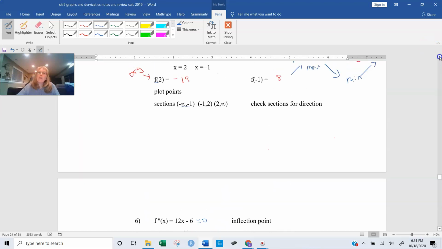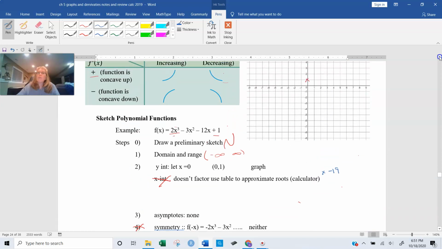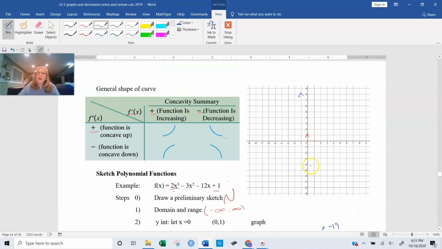Go back up to your graph on the other page. Sorry about that, it was too long to get on one. So we're going to go to 1/2, negative 5.5. In our up concavity and down, it all matches. So we go up, we're going to go down through our y-intercept, through our point of, oh, I missed.